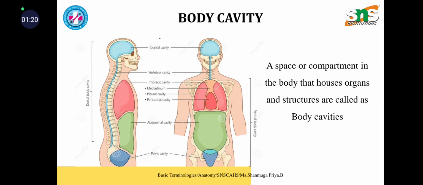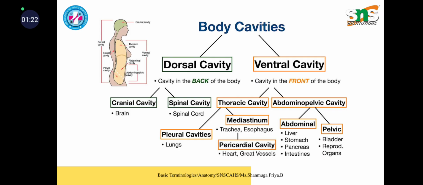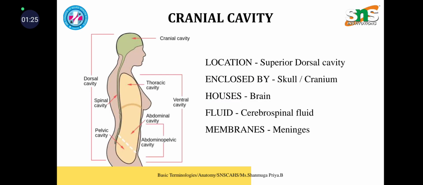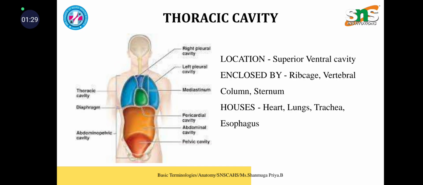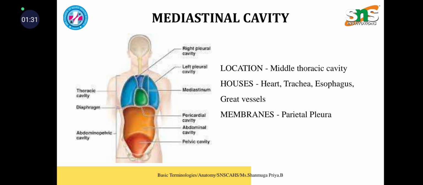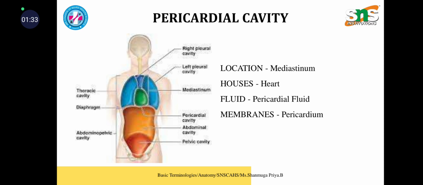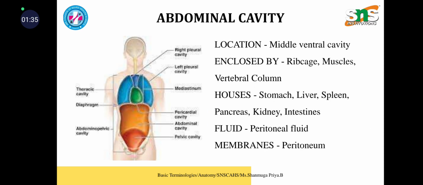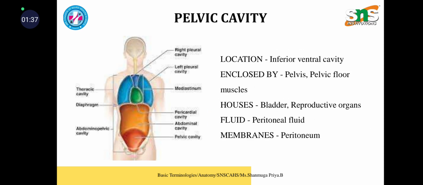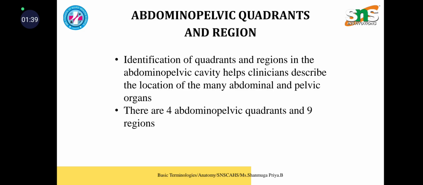And also we have seen about the body cavities and its types like dorsal cavity and ventral cavity, in which we have seen about the cranial, spinal, thoracic, pleural, mediastinal, pericardial, abdominopelvic cavity, abdominal cavity and pelvic cavity. In this session we will be continuing with abdominopelvic quadrants and regions.